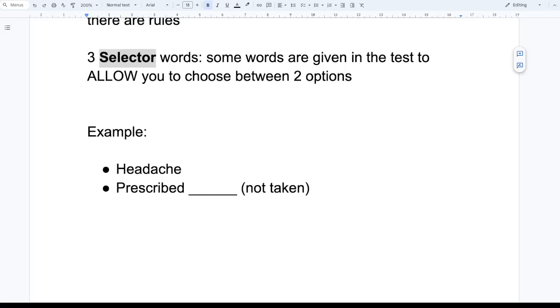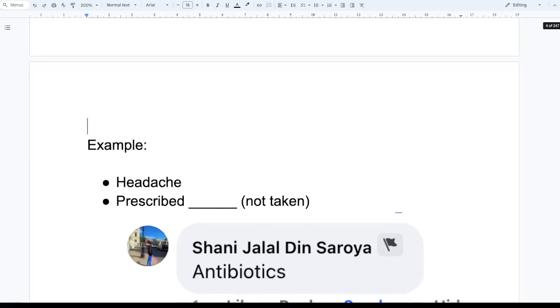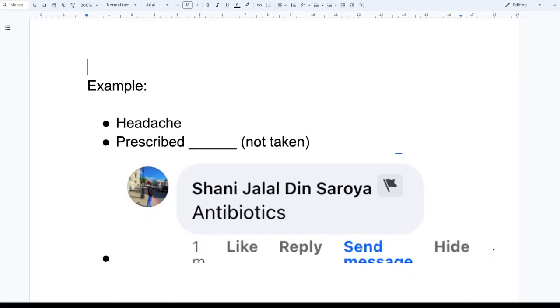Yes, of course, right? Thank you. It was the antibiotics, Shani. Why was it the antibiotics? I think we should all know this, right? It's not that hard. Why was it the antibiotics and not paracetamol, not ibuprofen? Why? Correct, Shani, correct.